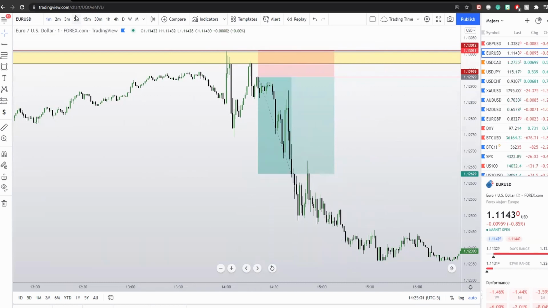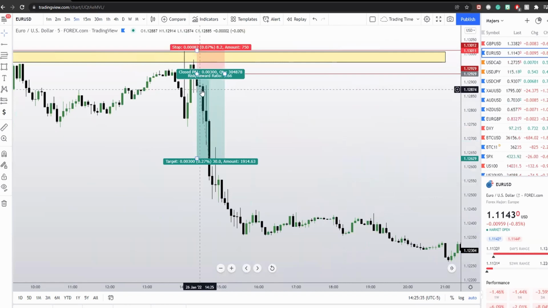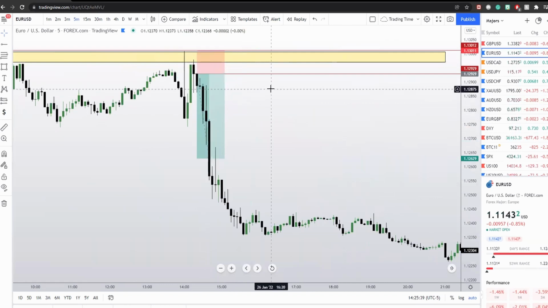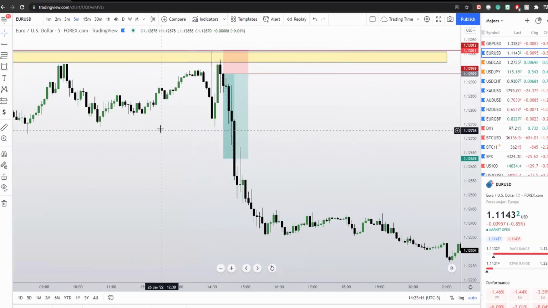I'll show you this on the 5-minute, okay? So you can see it is void right here. This void that dropped, created, came back higher, filled the gap, okay? Filled the gap, went to its OB, drops lower, goes and smacks my TP.